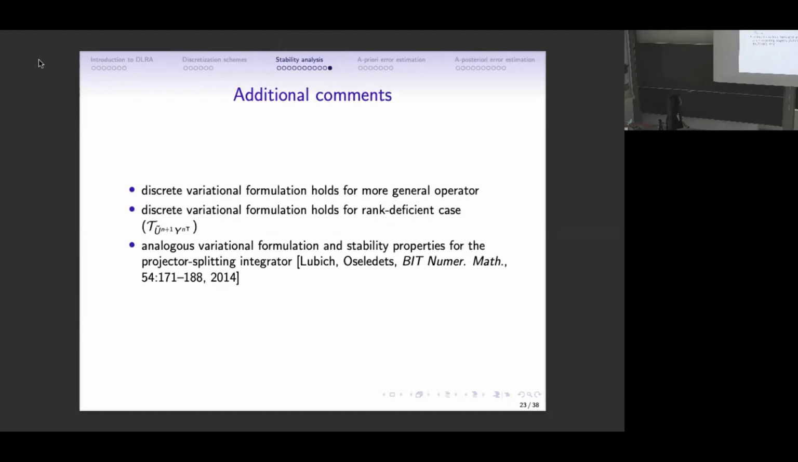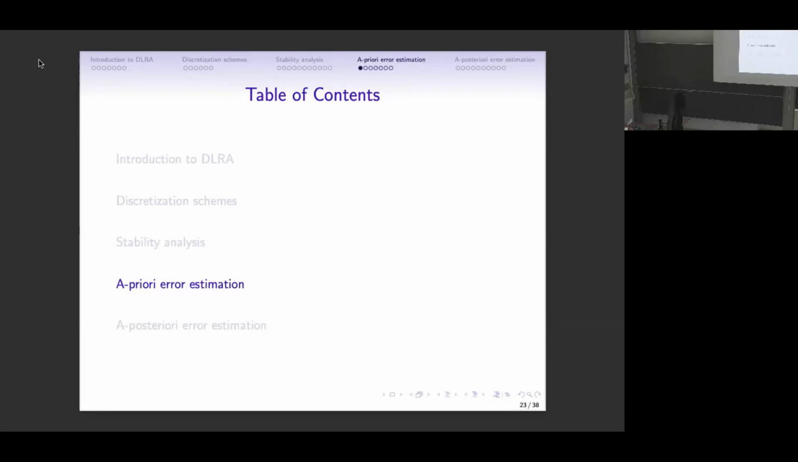And then, for people who are familiar with the Projector-Splitting scheme, I want to say that, in fact, a similar, though not the same, variational formulation and stability properties can be proven also for that solution. So it's just a small remark. Okay, so now I would go to a priori error estimation.